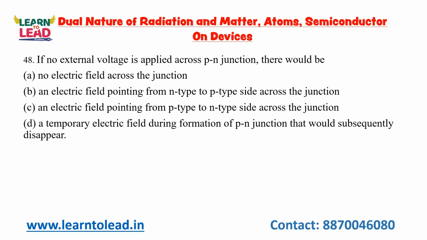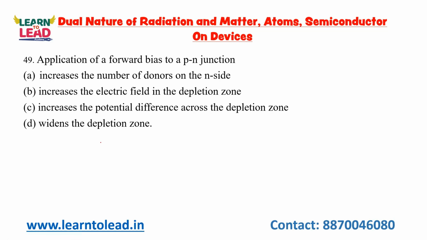Next, if no external voltage is applied across a PN junction, there would be an electric field pointing from the n-type to the p-type side across the junction, because the n side has many electrons. Application of a forward bias to a PN junction increases the number of donors on the n side.